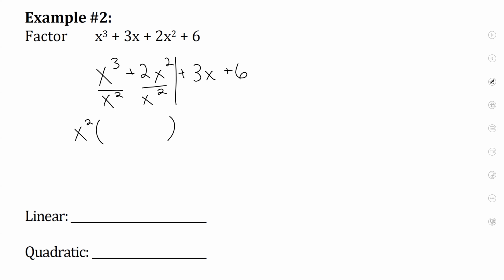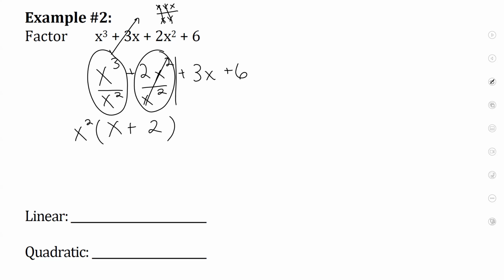Let me draw you a picture. What this looks like is 3x's on the top, 2x's on the bottom. Those cancel. What's left? An x. What's left over here? Just a 2. Okay, now let's do the other side. What can these both be divided by? 3. Whatever you divide by goes on the outside.